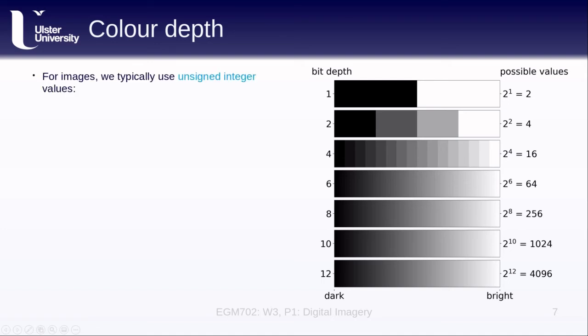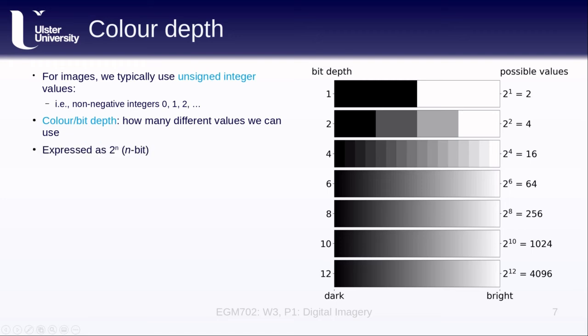For images, we typically use what are called unsigned integer values, that is, non-negative integers, such as 0, 1, 2, and so on. Similar to radiometric resolution, we refer to an image's color, or bit depth, in other words, how many different values we can use in the image. These values are expressed as a power of 2. So a 1-bit image has 2 to the 1, or 2 possible values. A 2-bit image has 2 to the 2, or 4 possible values, and so on down the line.